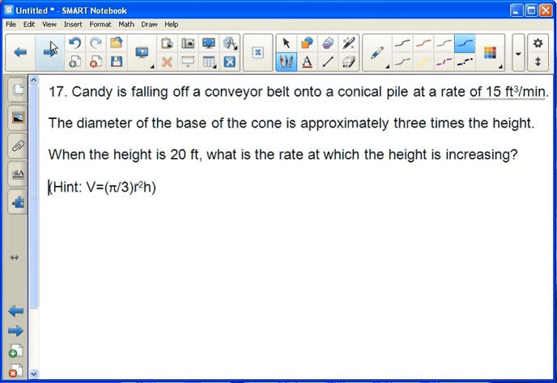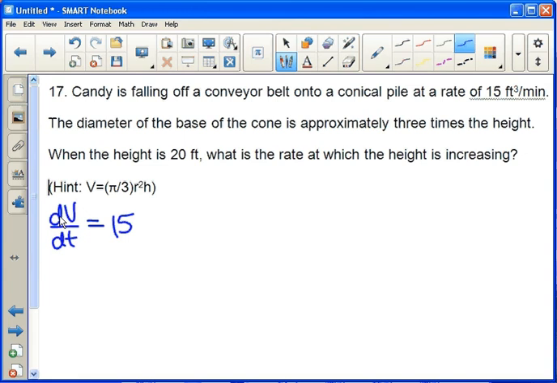Okay, 15 and 17 are probably the two toughest ones on these sheets. I'm going to try to go through this very carefully so you understand it. So we're told that candy is falling off a conveyor belt onto a conical pile at a rate of 15 cubic inches per minute. So immediately I know my dV/dt, and that's 15.